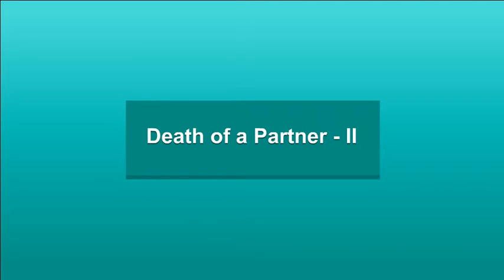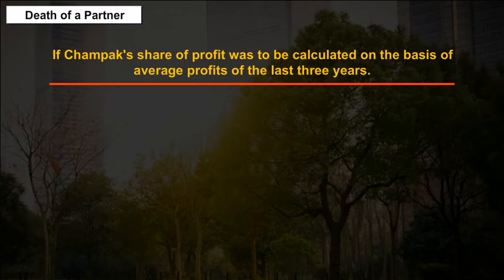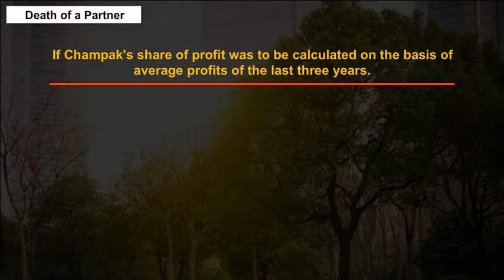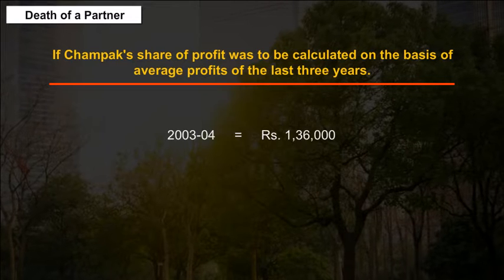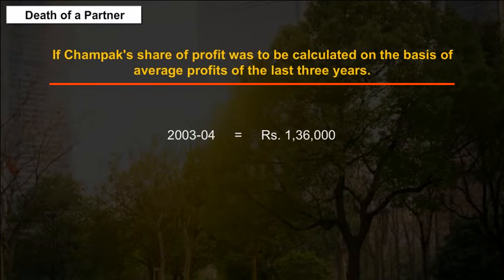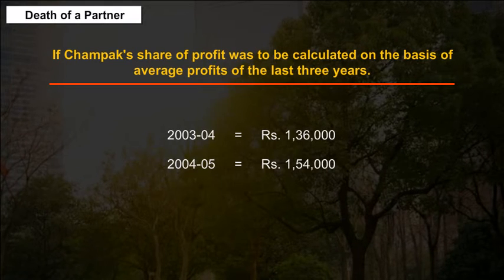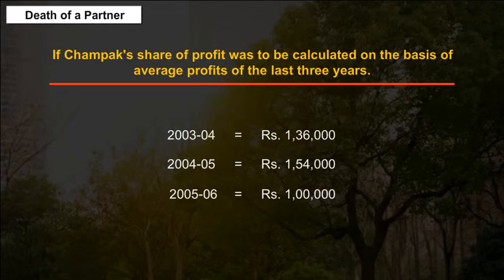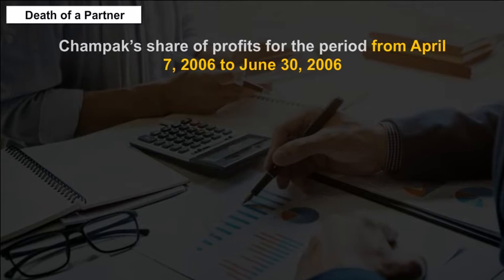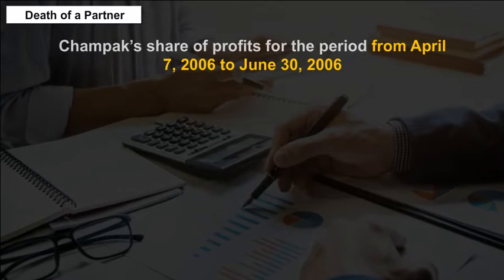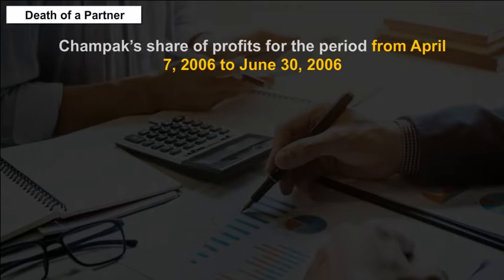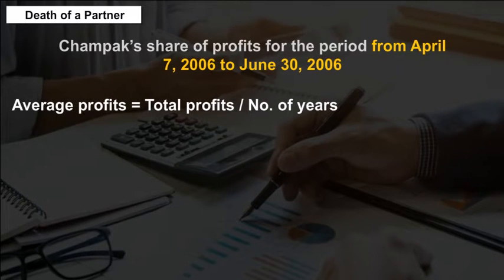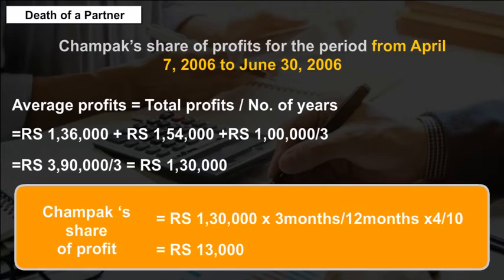Death of a partner 2. If Champak's share of profit was to be calculated on the basis of average profits of the last 3 years, which were Rs 1,36,000 for 2003-2004, Rs 1,54,000 for 2004-2005 and Rs 1 lakh for 2005-2006, Champak's share of profits for the period from April 1, 2006 to June 30, 2006 shall be calculated on the basis of average profit based on profits for the last year, as follows.